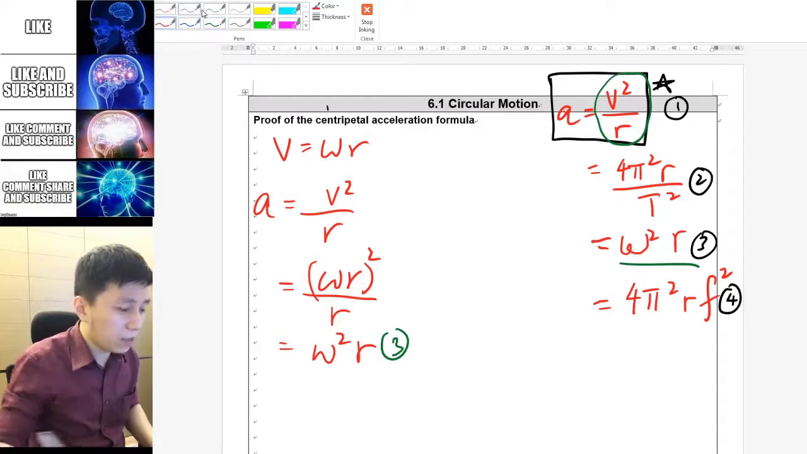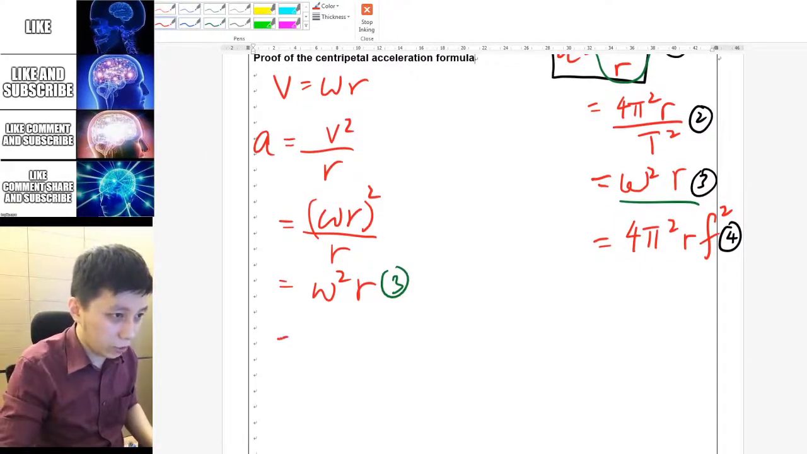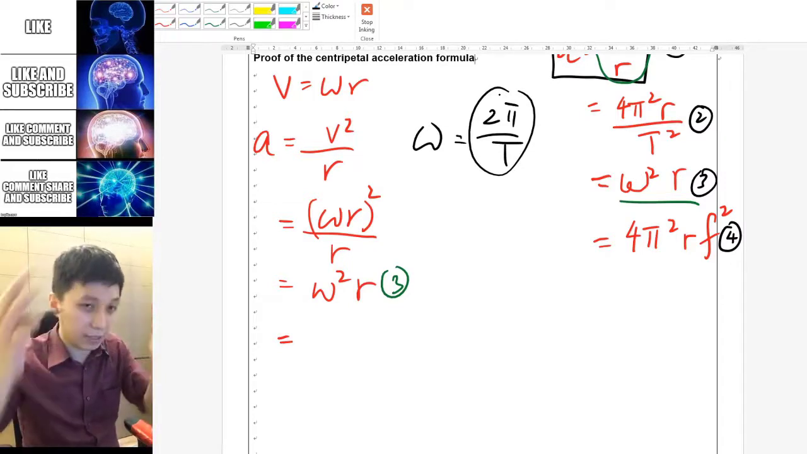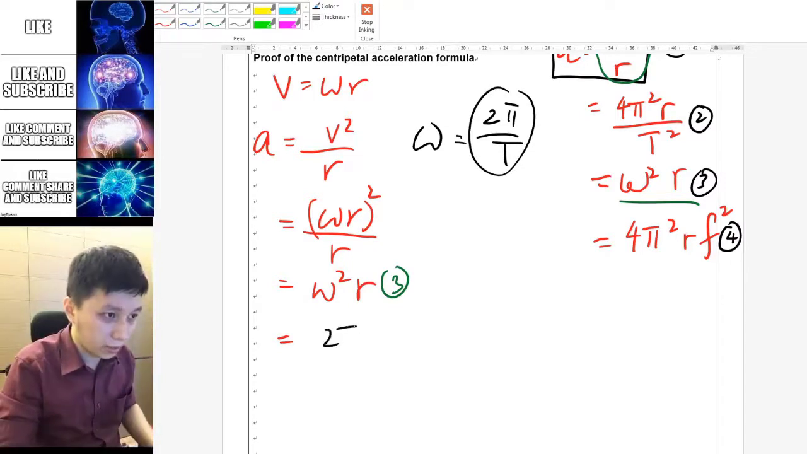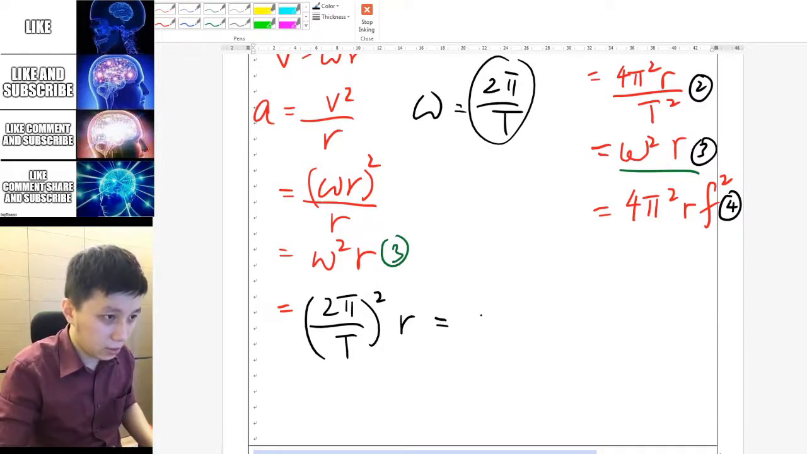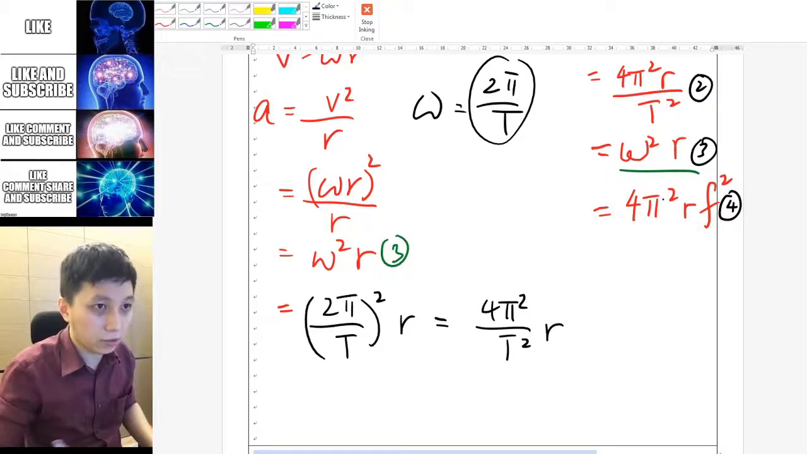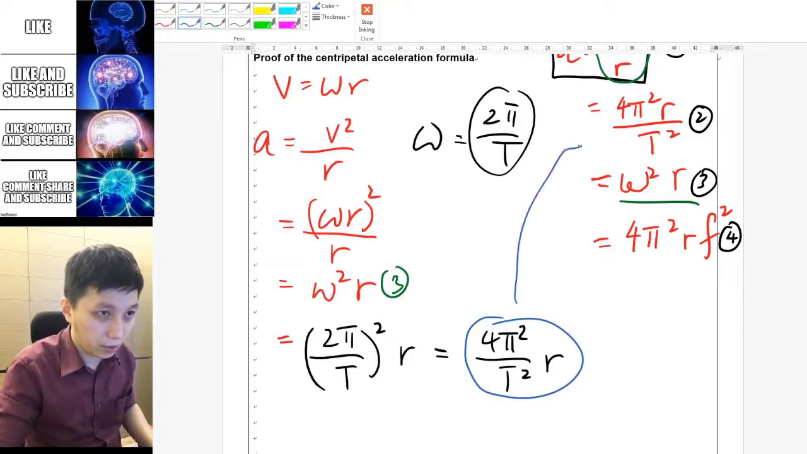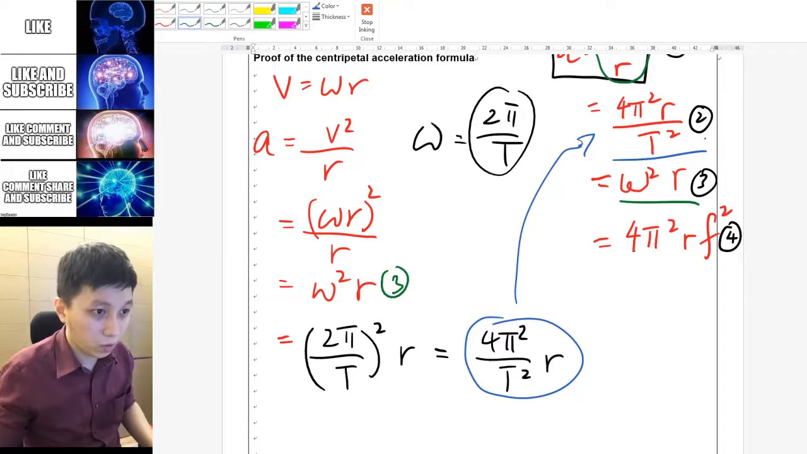The next thing that you want to do is recall the definition of omega. Again, omega's definition is 2 pi over T, because it's about how much time it takes for one circle. So you get (2 pi over T) squared, keep the R here, then you would be able to get 4 pi squared over T squared times R, and that is simply equation 2. This whole thing is equation 2. So this is also done.